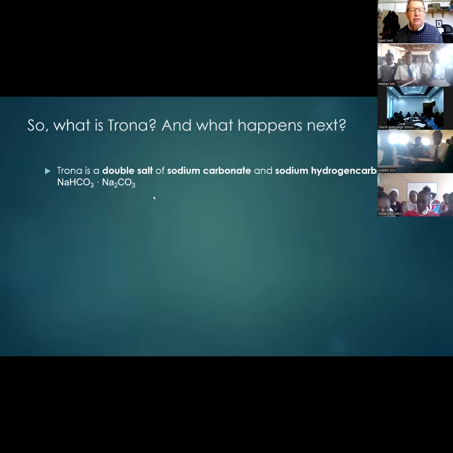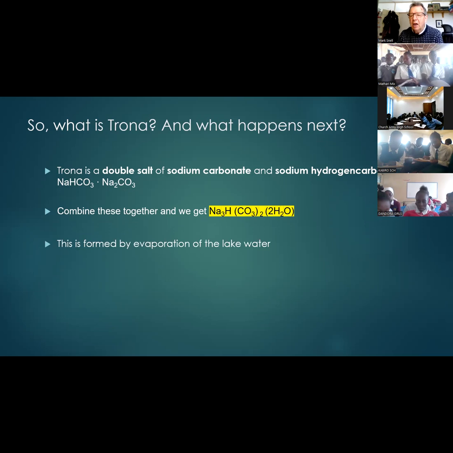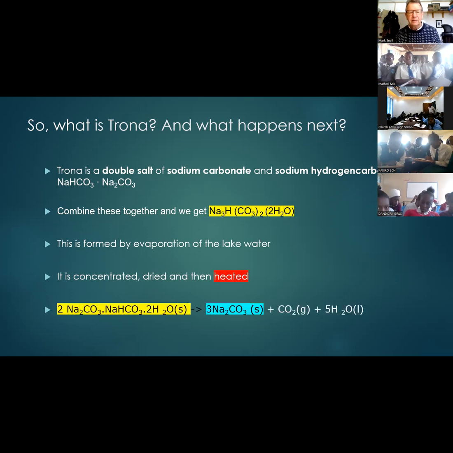So now I'm going to go back. Okay. So here's trona, NaHCO3, Na2CO3 combines to get Na3H(CO3)2, and it normally has two waters attached to it. And what happens is that they evaporate the water a bit, and then they concentrate it, they dry it, they do something called calcining. You don't need to worry about that. And then it's heated. And this is what you need to know next.